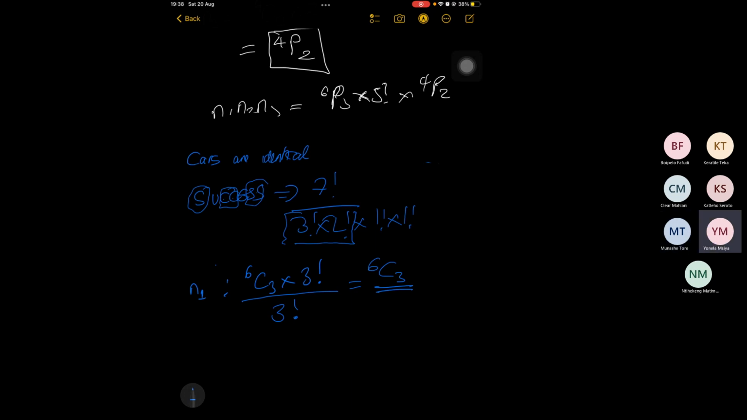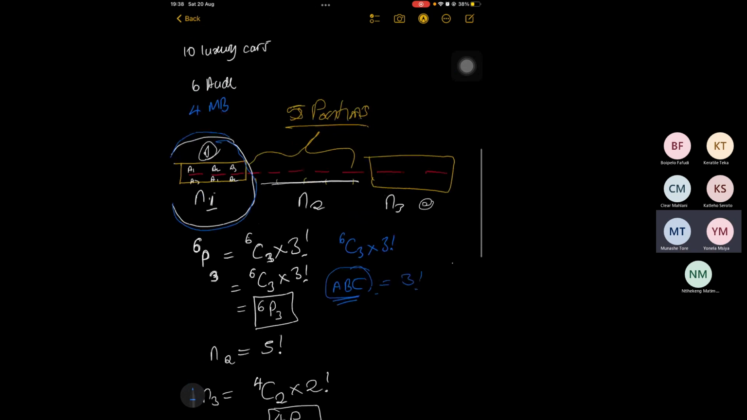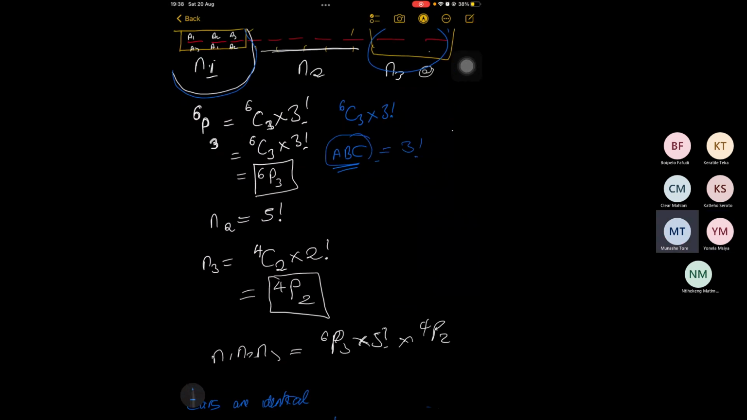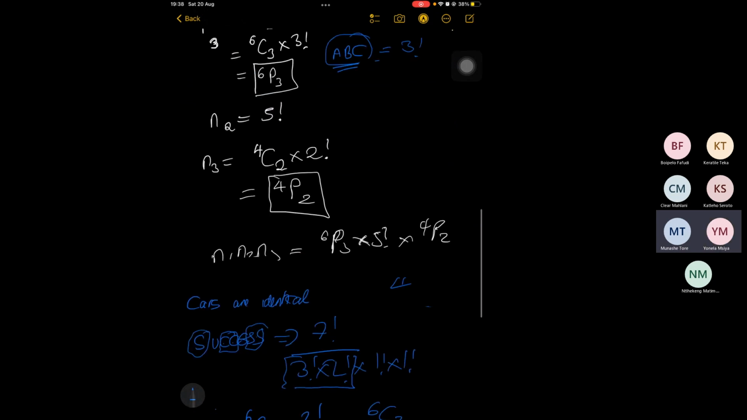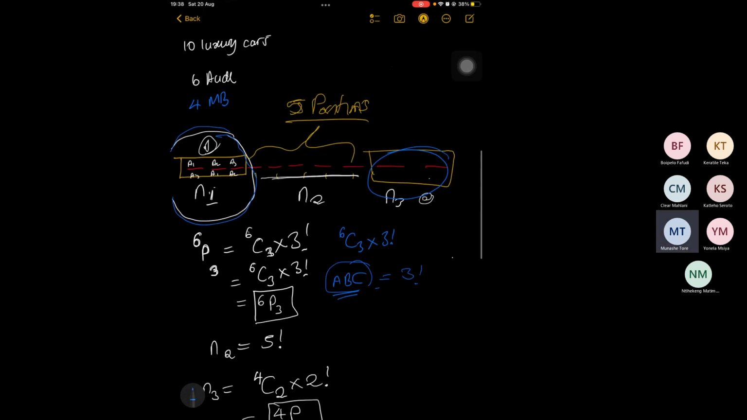The same applies to the last part. This last part is going to be 4 choose 2 times 2 factorial divided by 2 factorial, which becomes 4 choose 2.